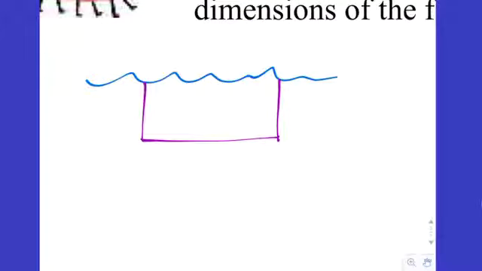Okay, let's draw a picture. This is one where it's a geometric problem. Here's the river. We want to make a rectangular pen for the ladybugs.